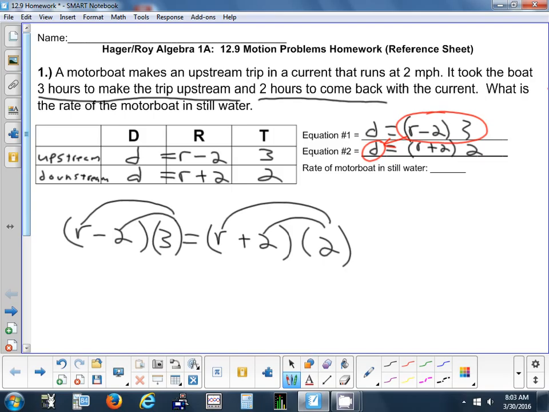3 times r is 3r. 3 times negative 2. 2 times r is 2r. Again, you're going to practice more of these on your own. I want you guys to have the answer nice and neat here. And then 2 times 2 is 4.